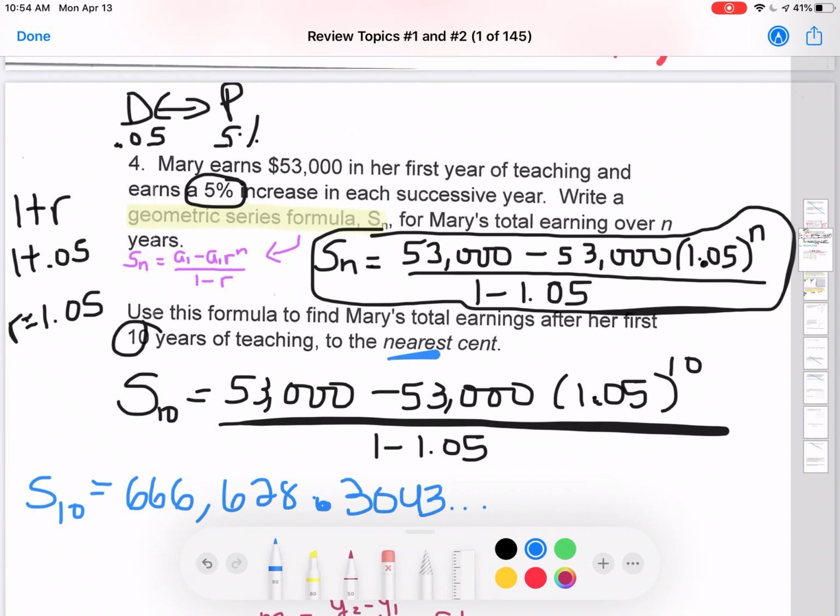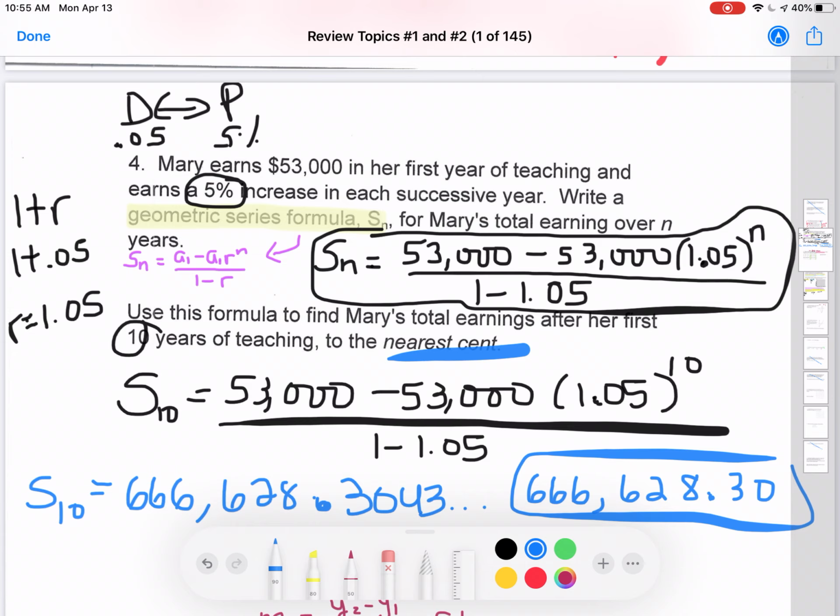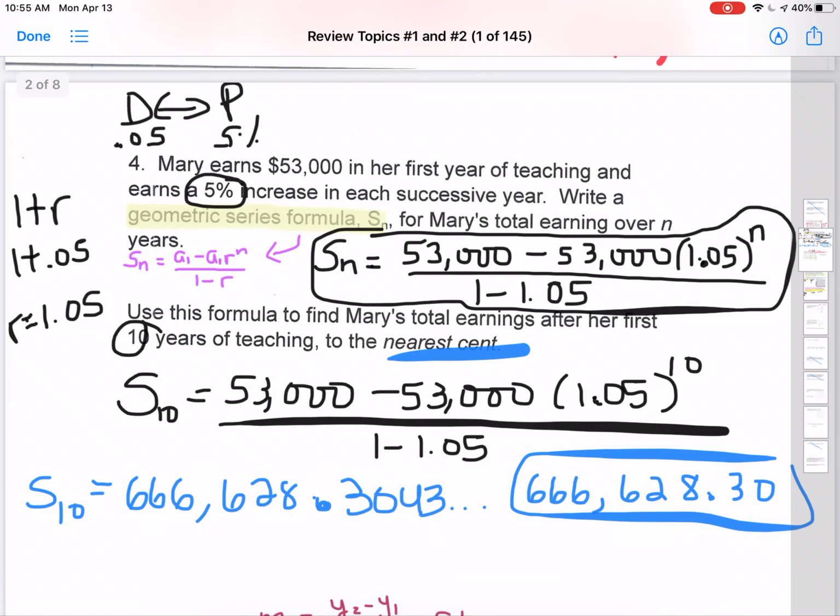Okay, and then it says near cent. So my answer is going to be $666,628.30. Okay, so that's the unit we just did. So hopefully that one went well for you.